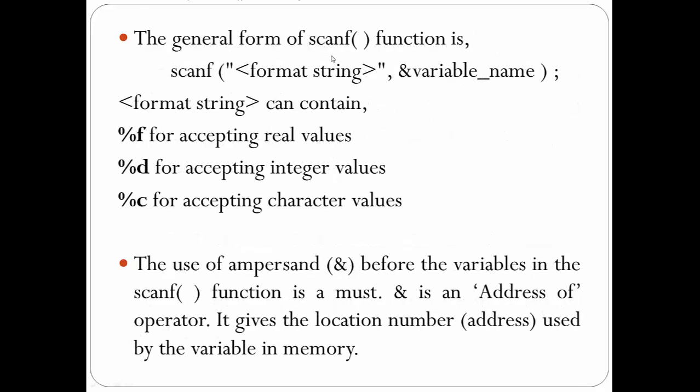So the general form of the scanf function is as follows. As we can see here, function scanf. Within double quotes, we have to provide the format string, comma, ampersand, and the name of the variable. The format string is something we have already covered in the printf function. There are three types of format strings we have covered till now: %f for accepting real values, %d for accepting integer values, and %c for accepting character values.